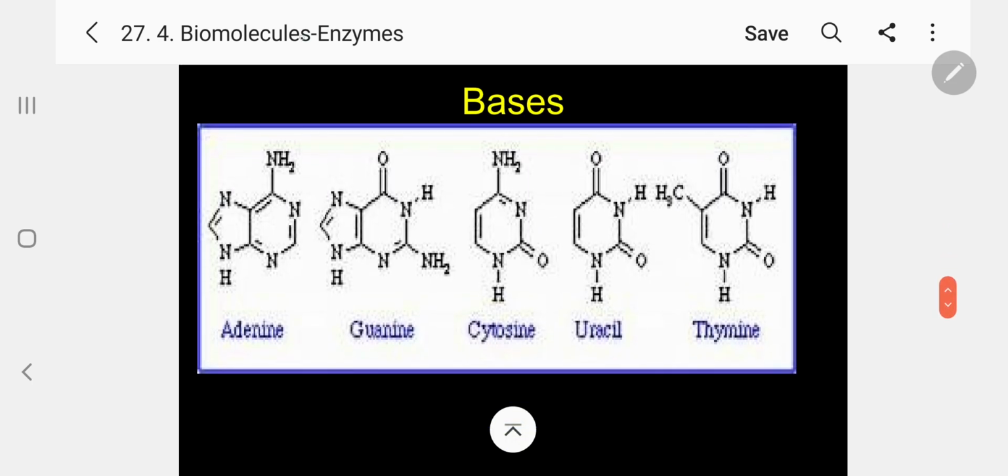Now, here I am giving the structures of the 5 heterocyclic amines. This is called adenine. Please follow. This is guanine. This is cytosine. This is uracil. This is thymine. All are heterocyclic compounds containing a minimum of 2 nitrogen atoms. Along with the NH2 group also it is present. Please follow.